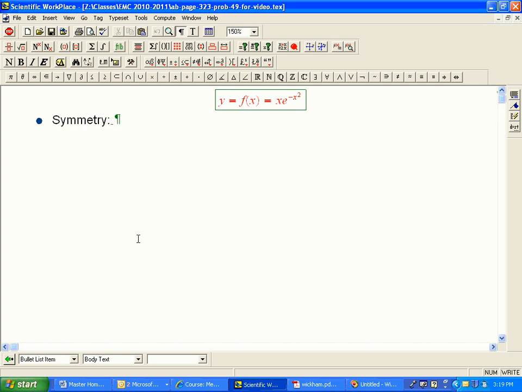And, well, there's no periodicity because there's no sine or cosine or anything like that. But we can check for even and odd. So we plug in minus x. We get minus x e to the minus quantity minus x all squared. Careful with your minuses. The minus in front certainly comes out, and the minus inside the square just goes away. Well, that's exactly minus f of x. And so that's an odd function. Not an even function, an odd function.